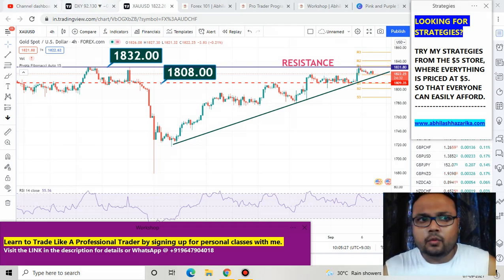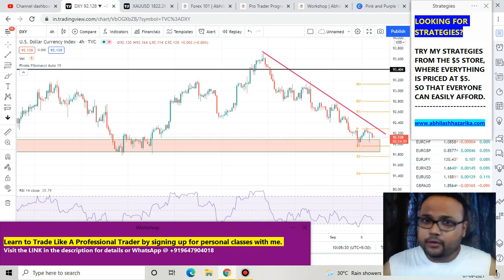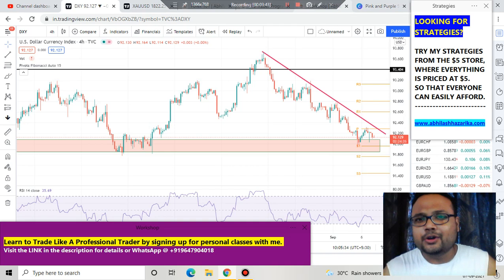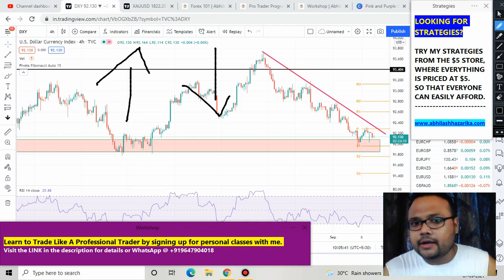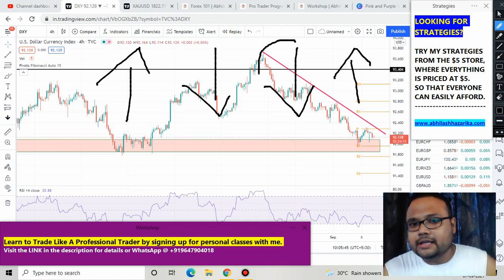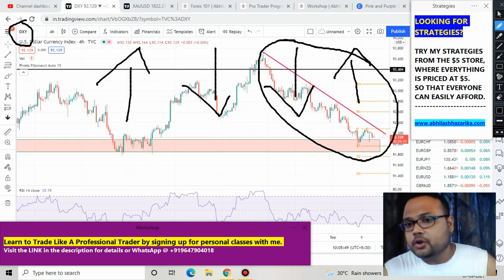One more thing that we need to focus on is the chart of DXY. As we all know, the US dollar has a correlation with gold. Whenever the dollar goes up, gold goes down, and when the dollar goes down, gold goes up. Right now you can see that the dollar index DXY is going down.